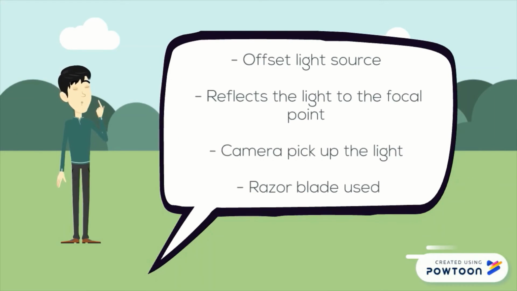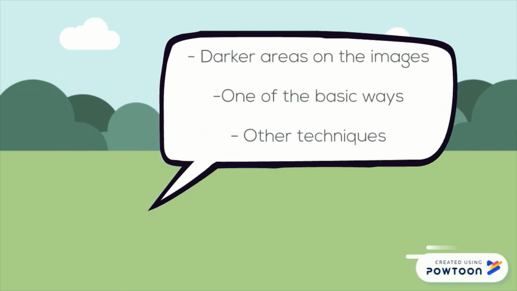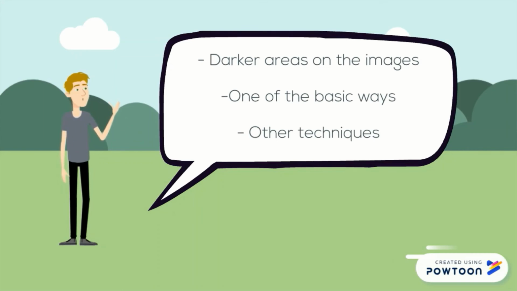This then reflects the light to the focal point where a very thin piece of metal, a razor blade for example, is used to block half of the reflected light. A camera placed behind the blade will pick up the light that makes it past the razor blade. The razor blade is very important as it stops the light that has been refracted below a certain angle from entering the camera sensor. This is represented by the darker areas on the image.